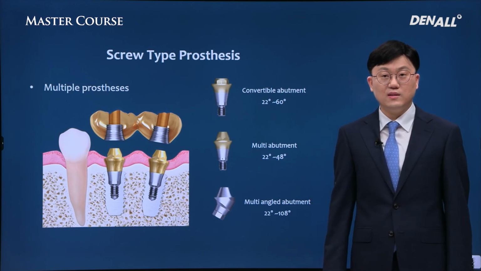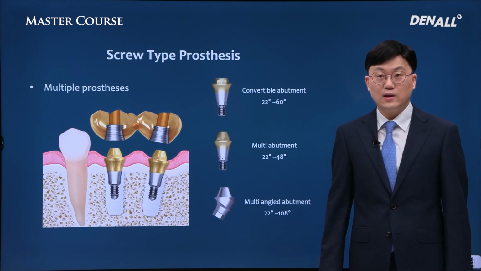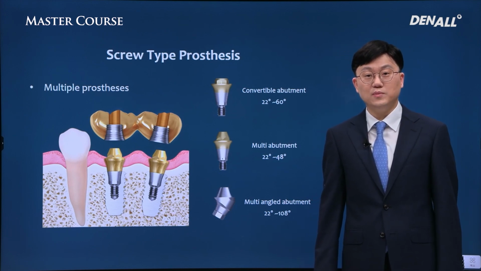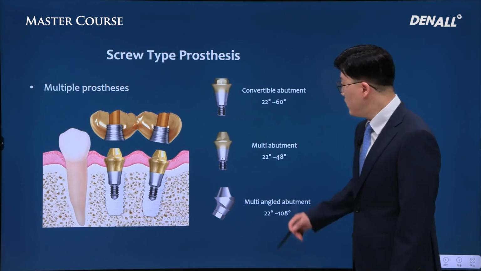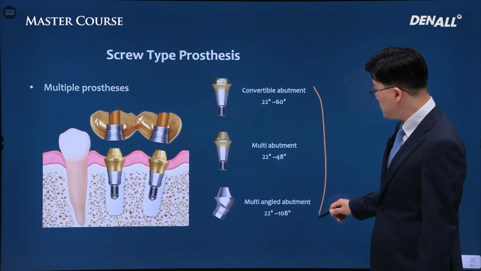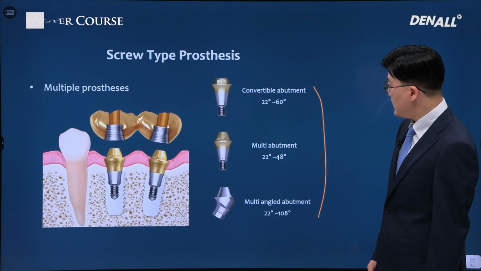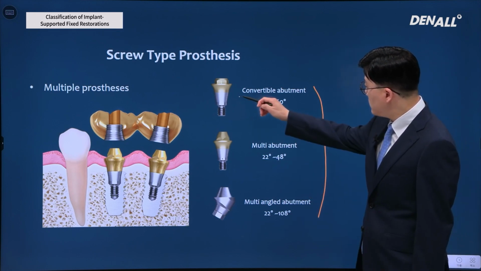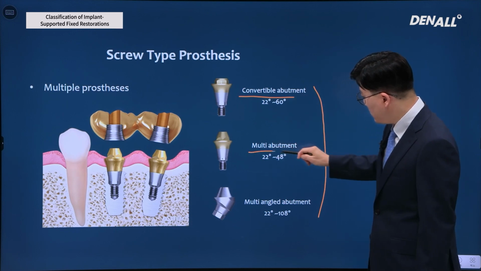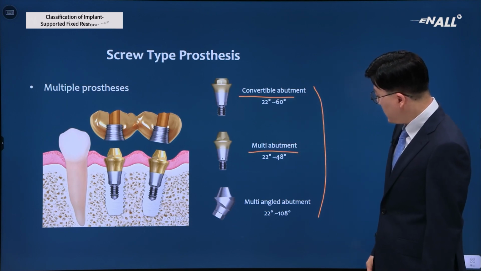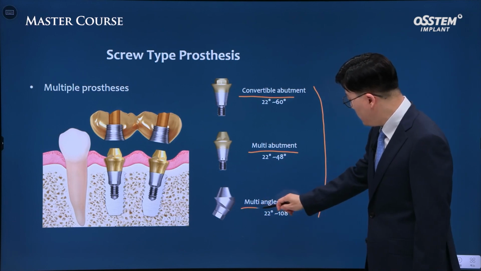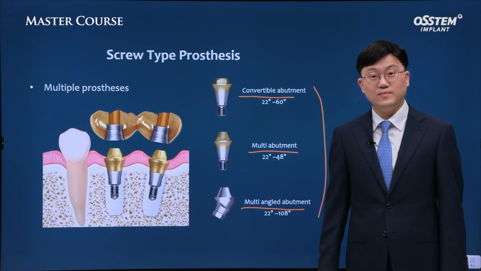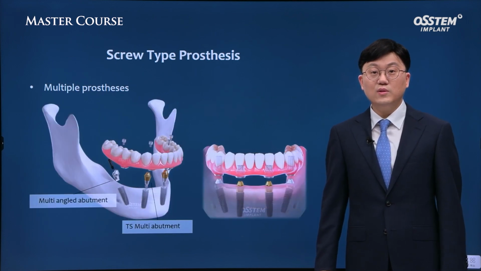In the case of transfer abutment, which is TS type 2-piece abutment, if the angle exceeds 22 degrees, then it's impossible to fabricate as screw type. In that case, you can use a 3-piece or 4-piece abutment to come up with screw-type prosthesis. Convertible abutment, multi-unit abutment, or if the angle is severely tilted, you can use multi-angled abutment to provide screw-type prosthesis.